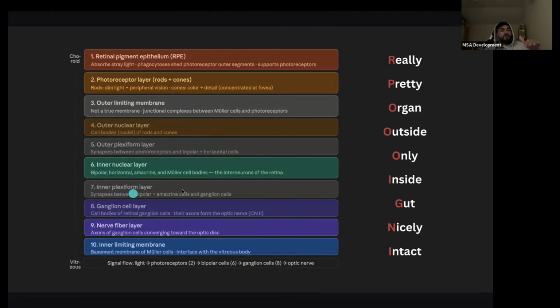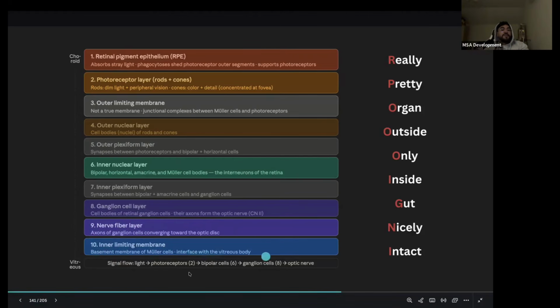Then you'll have the inner plexiform layer. And then you'll have the ganglion cell layer. All right. Within the ganglion cell layer, you'll have the cell bodies of the retinal ganglion cells and the axons from the optic nerve. And then you're going to have the nerve fiber layer. And then lastly, the one that's closest to the vitreous body is going to be the inner limiting membrane, which is the basal membrane of the Müller cells and the interface with the vitreous body.